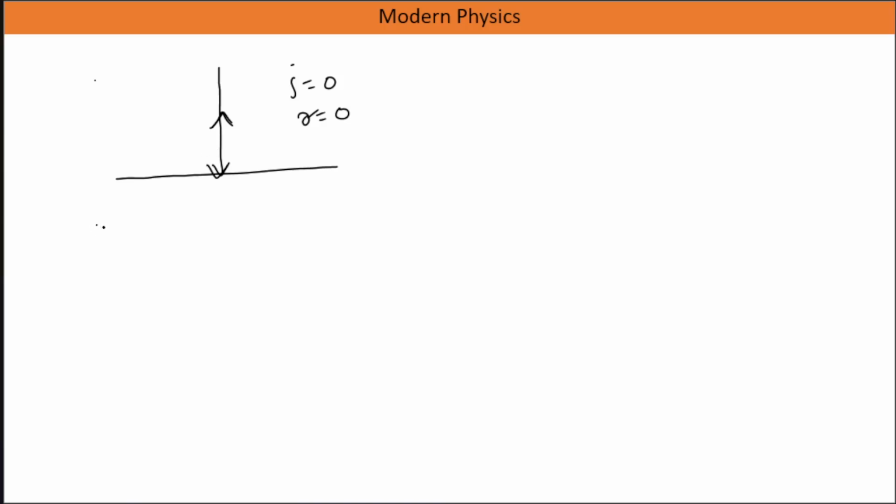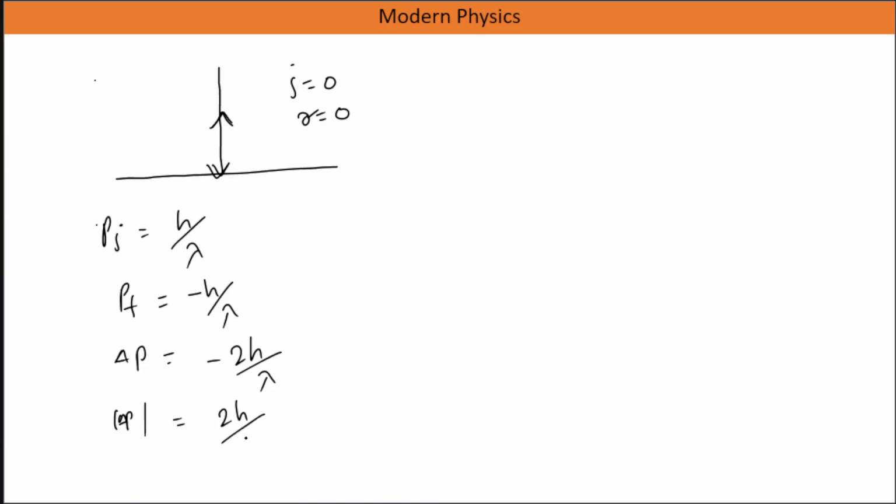Now initial momentum आप क्या लिखोगे? Initial momentum is h by lambda. What is the final momentum? That is minus h by lambda. What is the change in momentum? That is minus 2h by lambda. What is the modulus of this change in momentum? So you will be telling 2h by lambda.